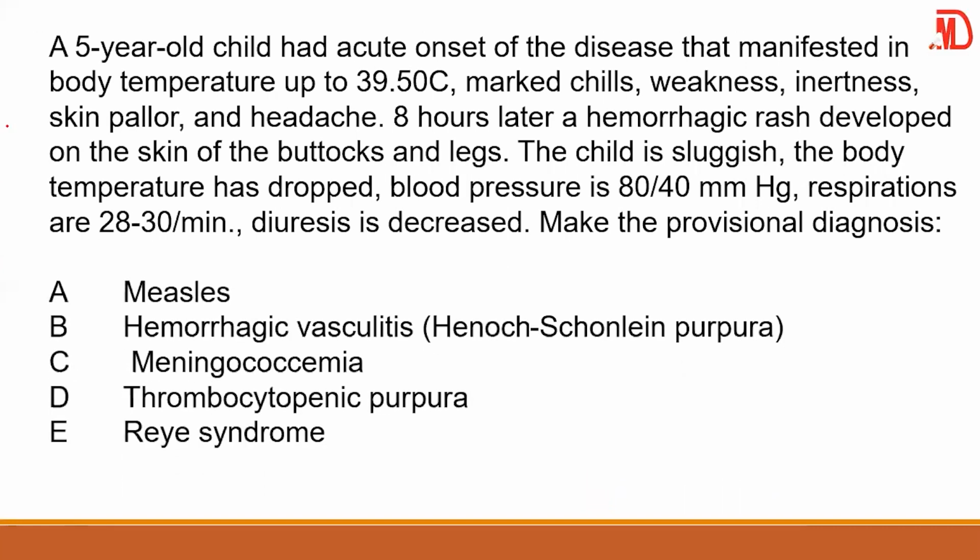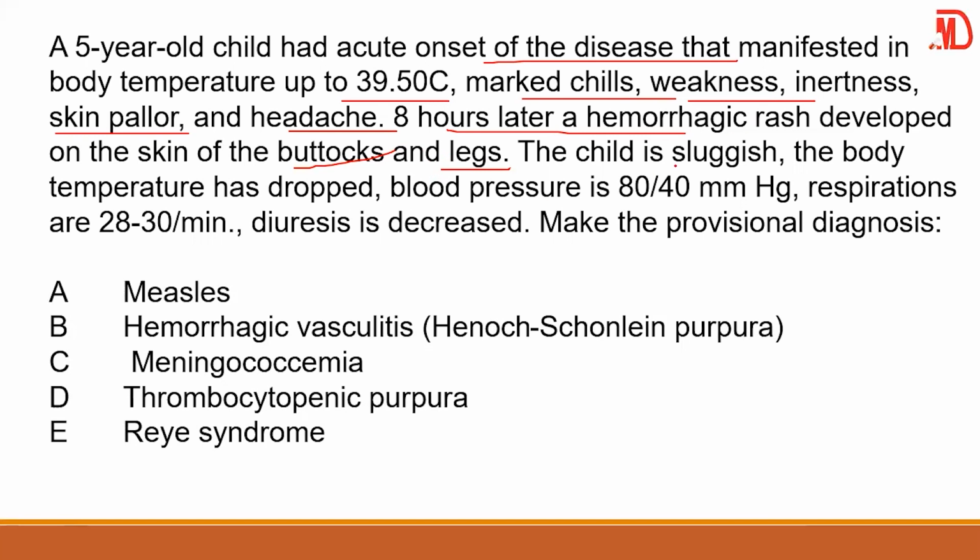A 5-year-old child had acute onset of the disease that manifested in body temperature up to 39. Marked chills, weakness, inertness, skin pallor, headaches. 8 hours later, a hemorrhagic rash developed on the skin of the buttocks and the legs.